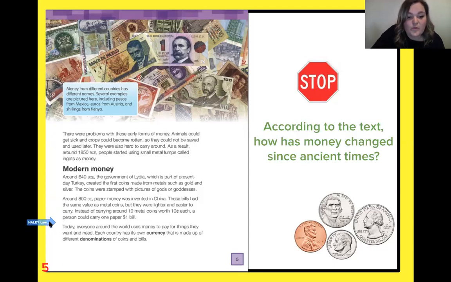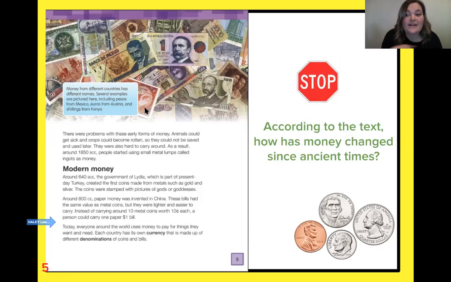Today, everyone around the world uses money to pay for things they want and need. Each country has its own currency that is made up of different denominations of coins and bills. So here, money from different countries has different names. Several examples are pictured here, including pesos from Mexico, euros from Austria, and shillings from Kenya.